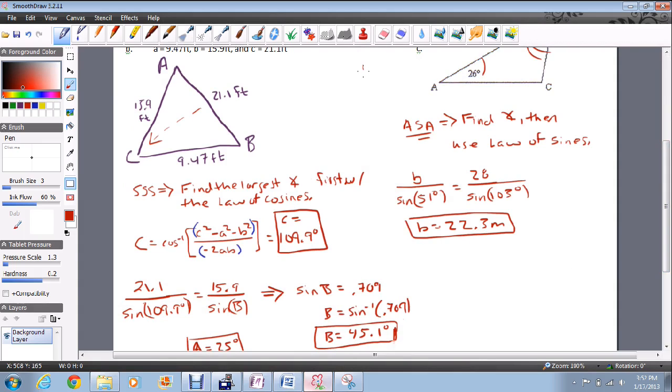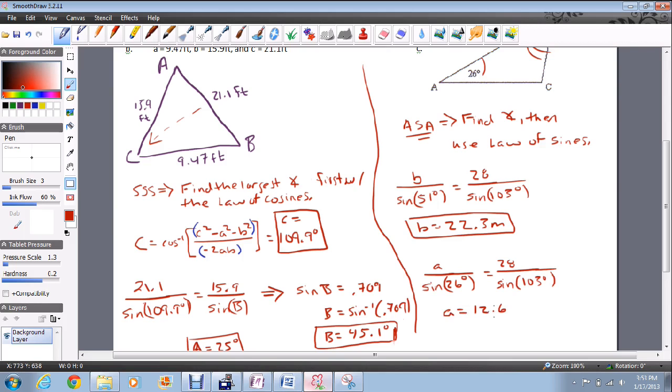Now for another proportion, A divided by the sine of 26 degrees is equal to 28. I'm going to use the same proportion here as I did in the last part. When we cross multiply and divide, we get a value of A is equal to 12.6 meters.